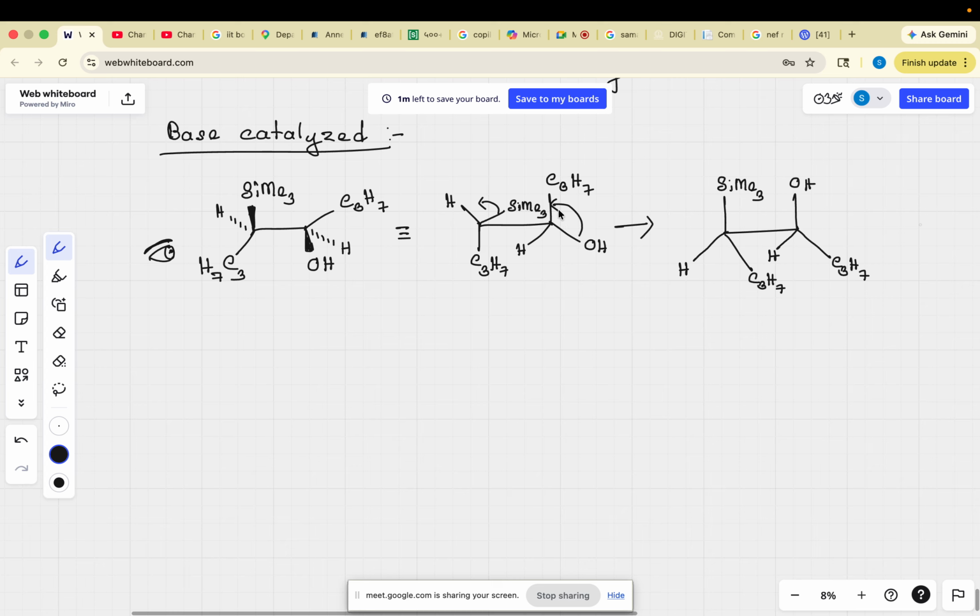For the second carbon, how do we rotate that? If we rotate 120 degrees, then the C3H7 will be on the left-hand side. Sorry, I am doing it wrong. If I rotate 120 degrees, C3H7 will come here, hydrogen will come here. Yes, hydrogen is here, C3H7 is there. Thank you.